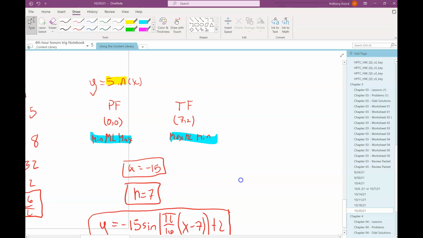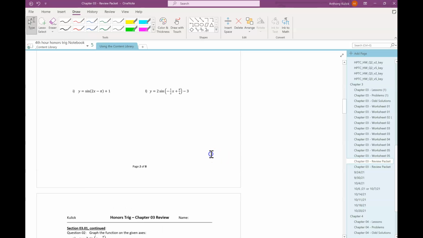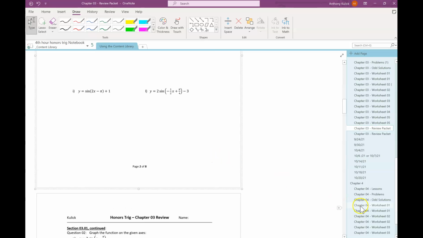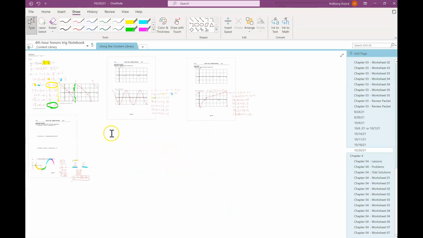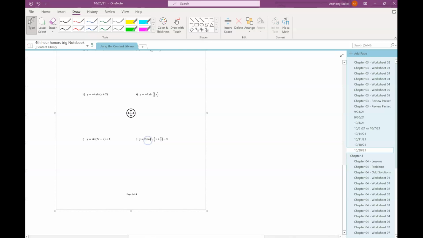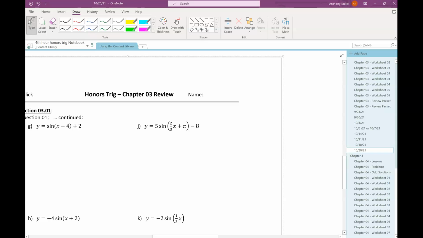Anybody else here with questions on things? Amy, could you do letter J on page 2? J from page 2. What were the directions on this again?